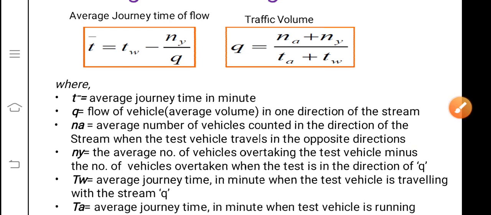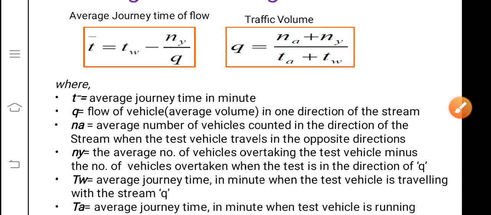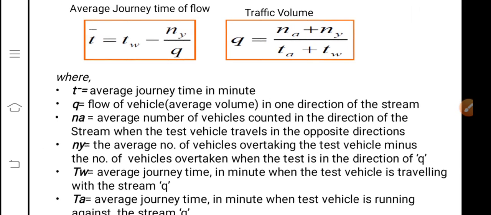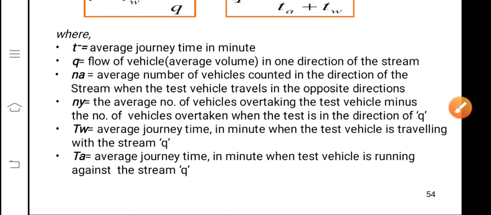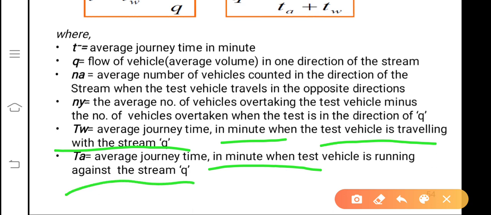You have to understand the meaning of these; they are self-explanatory. Ny is the average number of vehicles overtaking the test vehicle, minus the number of vehicles overtaken, when the test vehicle is in the direction of flow, that is Q. Tw is the average journey time in minutes when the test vehicle is traveling with the stream Q. Ta is the average journey time in minutes when the test vehicle is running against the stream Q.